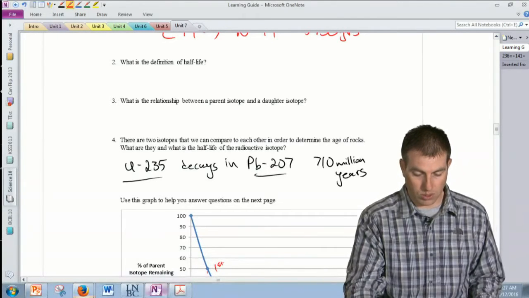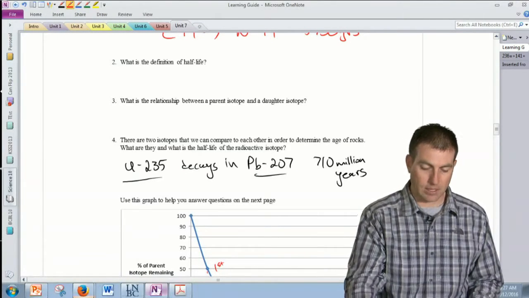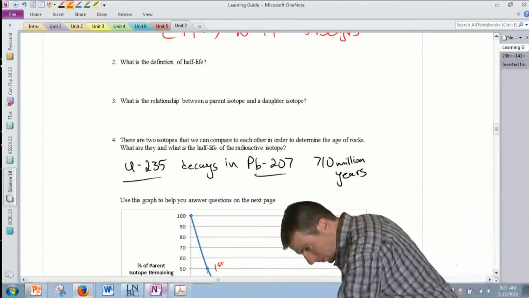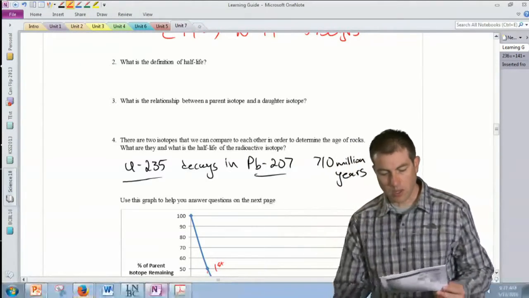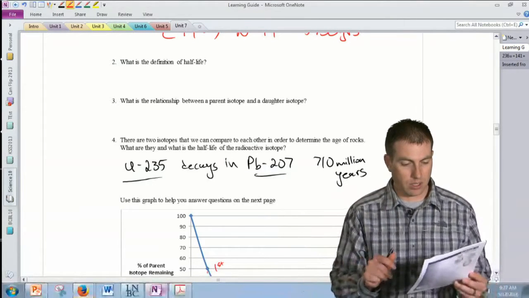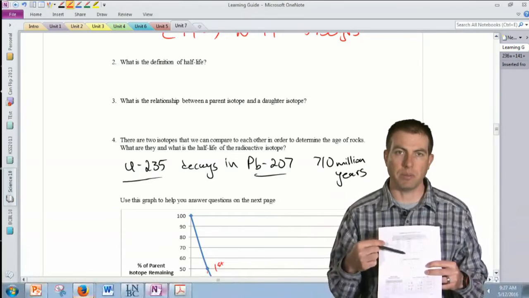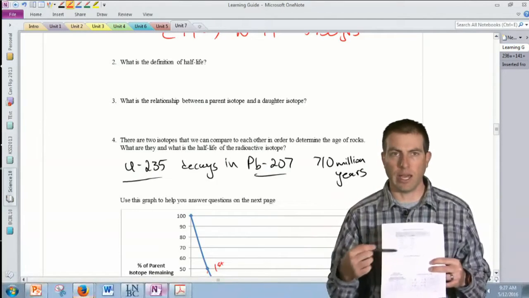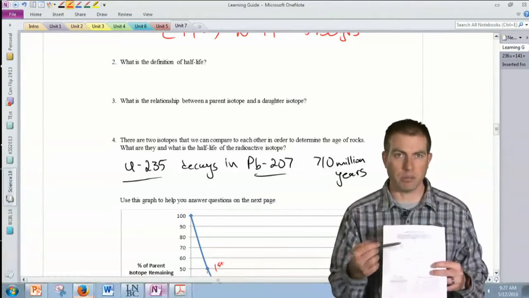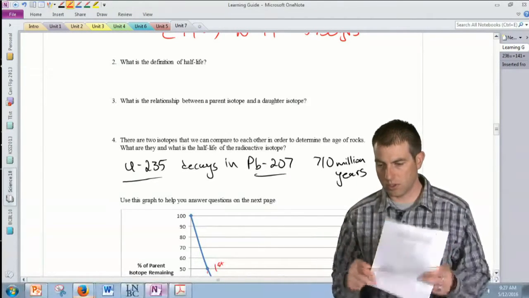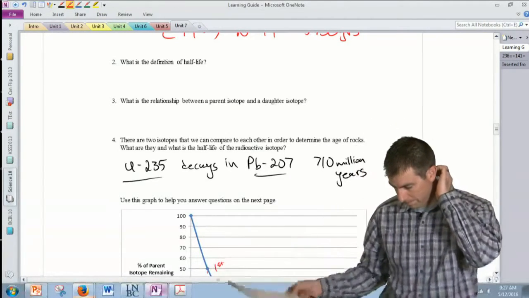What are they and what is the half-life? So again, uranium. Find my data booklet here. On the back page of the data booklet, the very last page, you have the little chart at the top of the page, and it has all of the half-lives, parent-daughter pairs, and then the amount of time it takes them. So just using that essentially is what you're doing there.